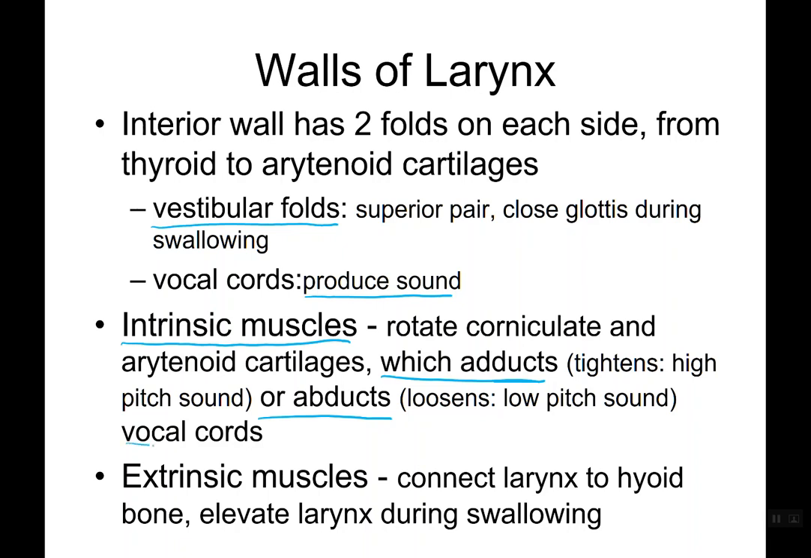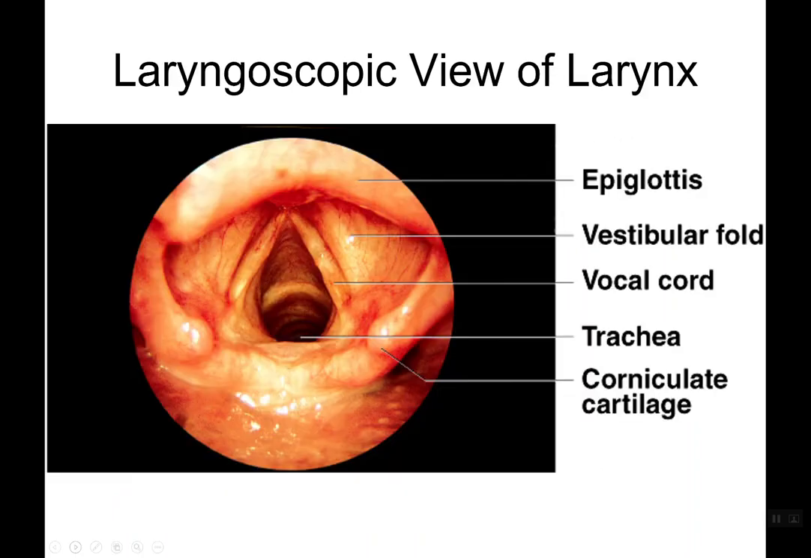And that is all achieved by acting on the vocal cords. Extrinsic muscles connect the larynx to the hyoid bone, and these are more for swallowing. So if you put your hand on your throat while you're swallowing and then you do a big gulp, you can feel your hyoid bone tip upward and then back down, so you can feel those extrinsic muscles working.